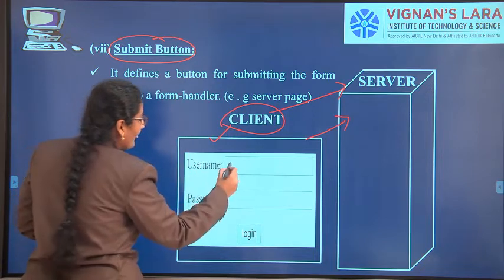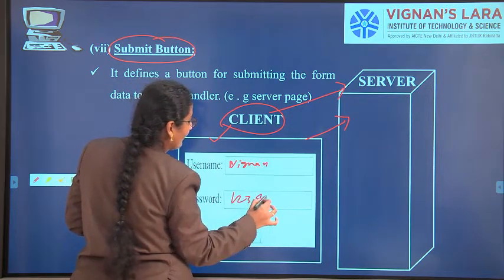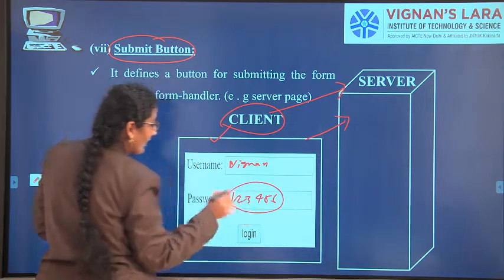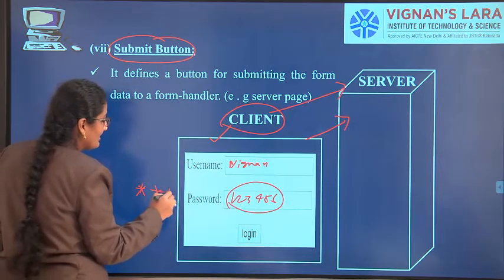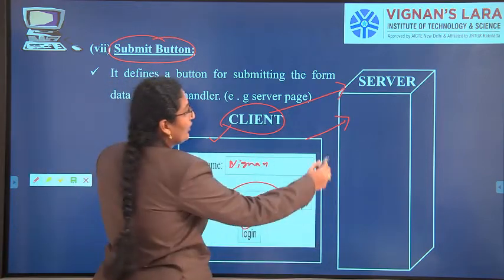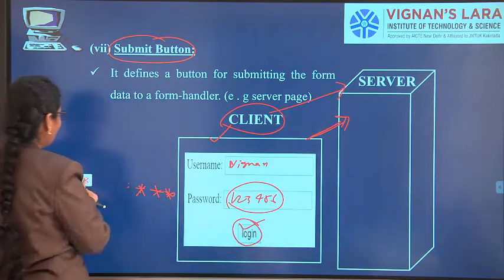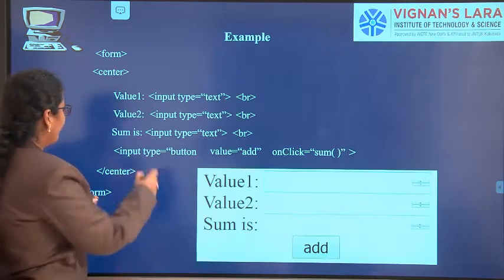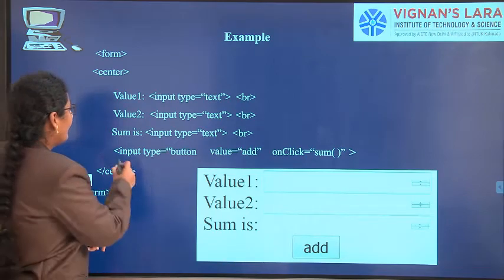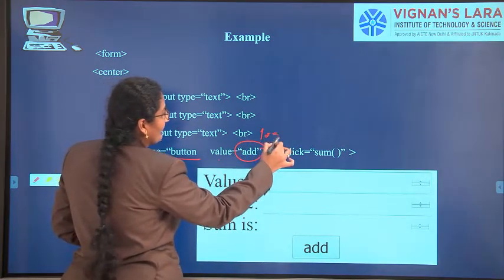So see here, if the username is Vignan and the password is 123456, this password is not visible and you will get asterisk symbols. This username and password, after clicking the login button, will go to the server for processing. How is this login button created? In this example, the login button is created with input type button, and the value will be login.